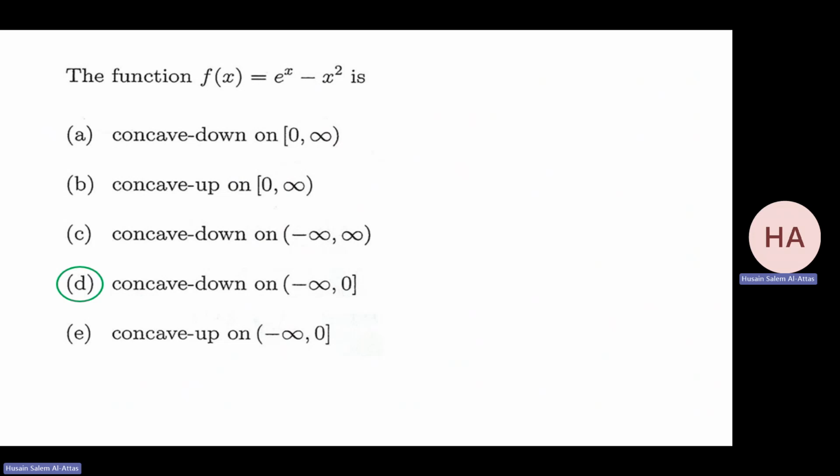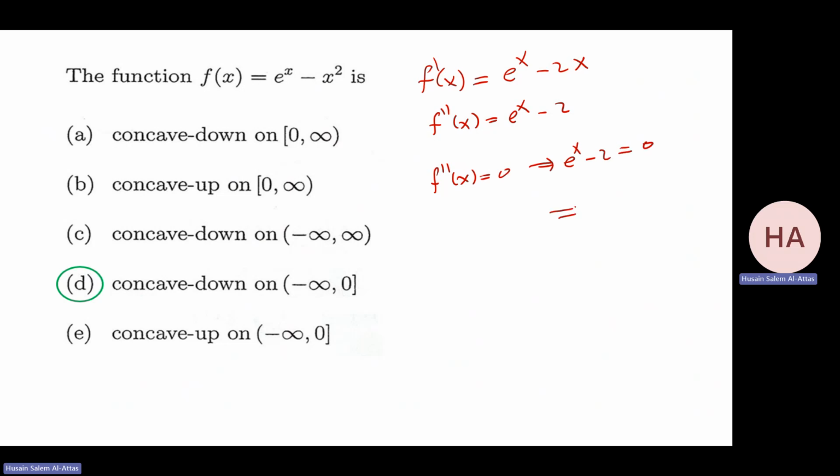This one, I want to check when it's concave up, concave down. Find f prime, a to the x minus 2x, f double prime, a to the x minus 2. So check when f double prime equals 0. So you have a to the x minus 2 equal to 0. So you have a to the x equal to 2. So you have x equal ln 2. So we'll do number 9. This is ln 2.